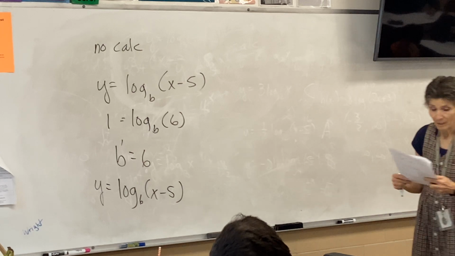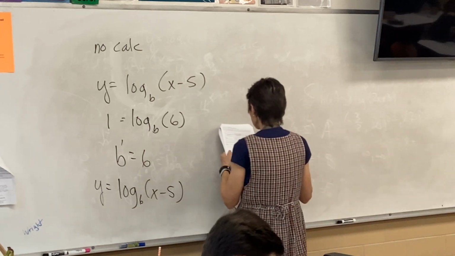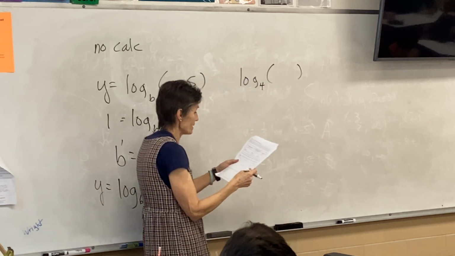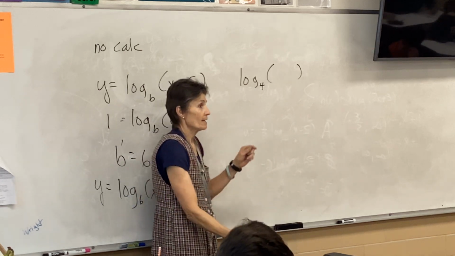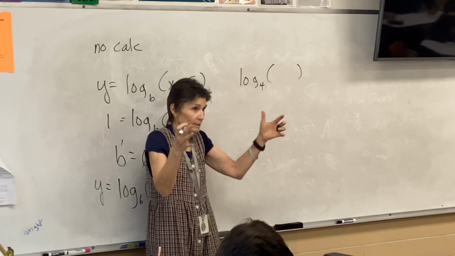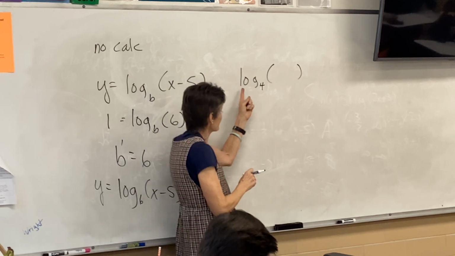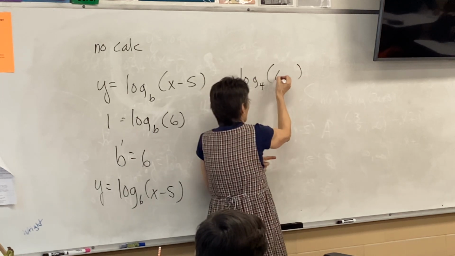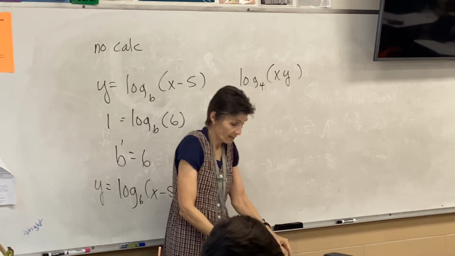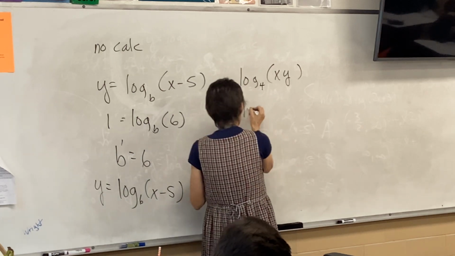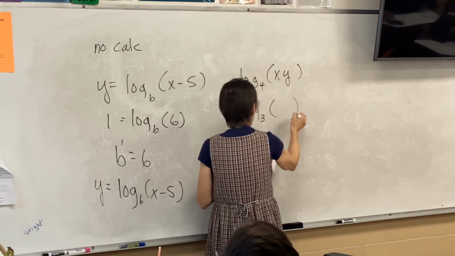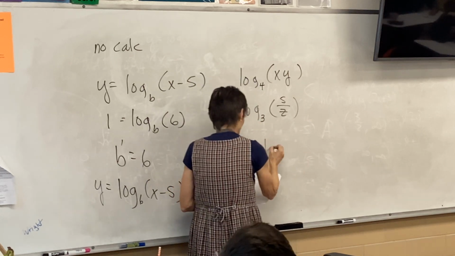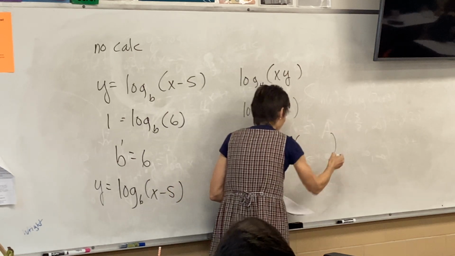Okay. So, example 1. Condense into a single logarithm. So for letter A, what's going to be in those parentheses? Kids, we're not dropping the logarithms. We're condensing the 2 into 1. So we still have a logarithm, but now what's going to go in here? Log 4 XY. X times Y, because they were added. What about B? Log base 3 of what? 5 over Z. Perfect. C. Log base 10 of what?